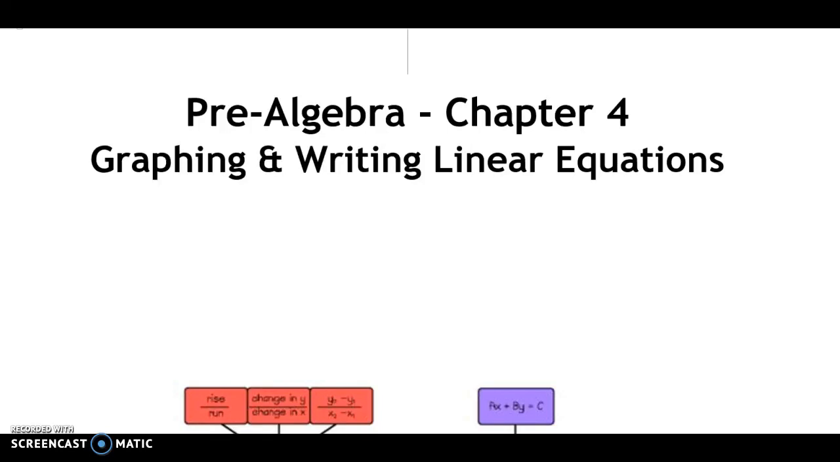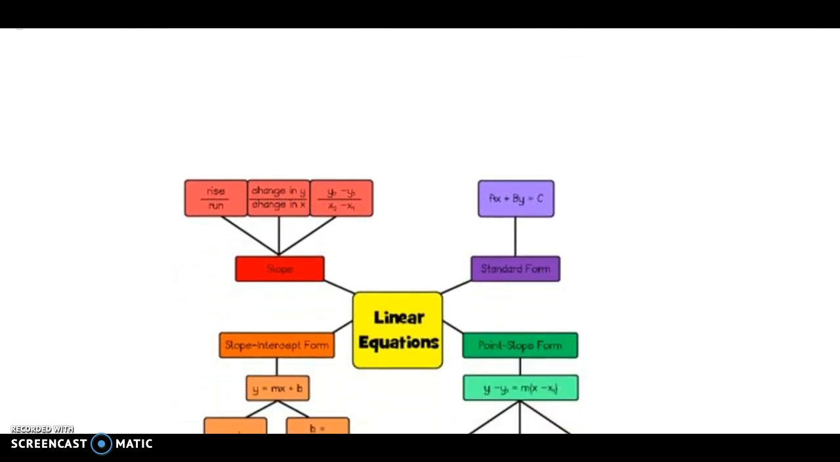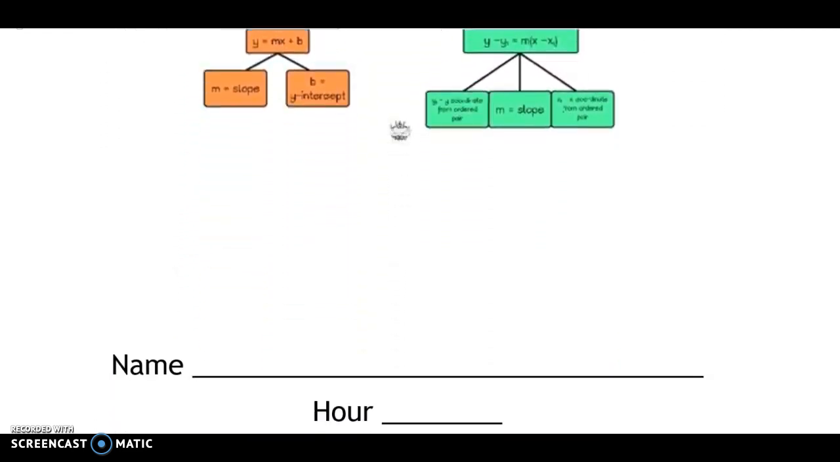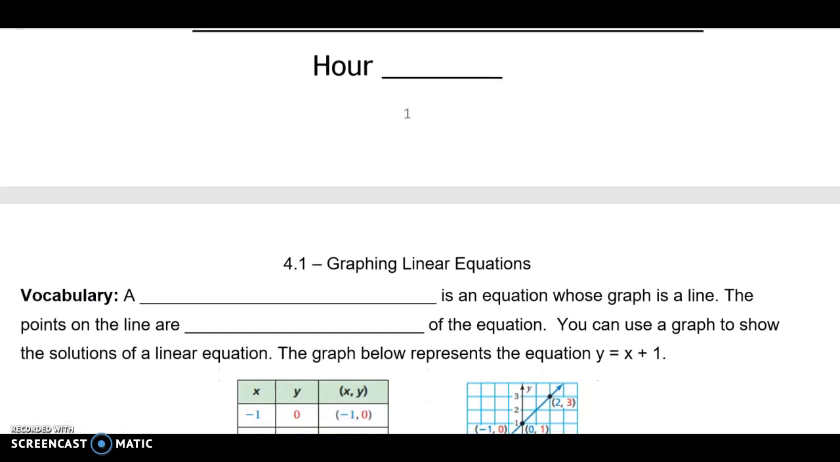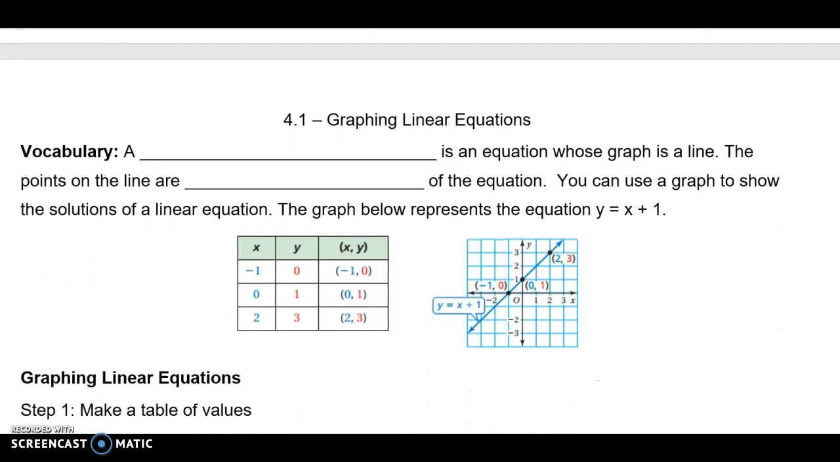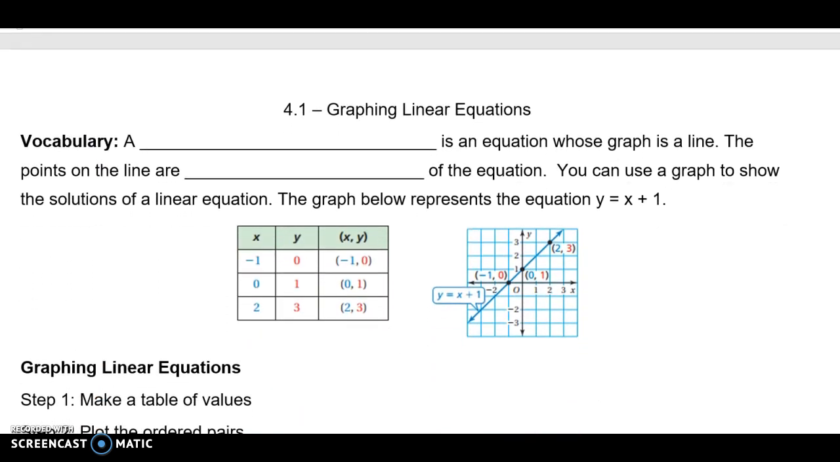Hey, pre-algebra people, we are starting chapter 4. This chapter is going to take several weeks. It covers a whole bunch of super important stuff that we do leading into algebra. And you can see here it's all about graphing and writing linear equations. So go ahead and make sure you put your name on here and your hour. And then flip the page and let's get going.